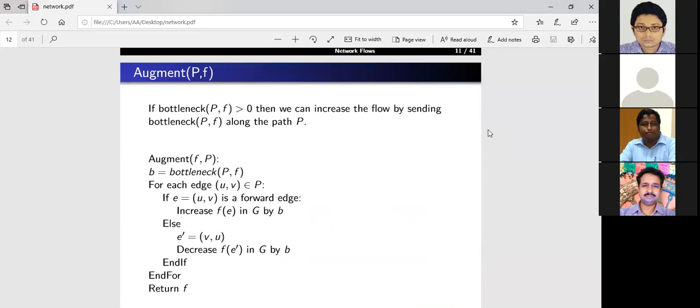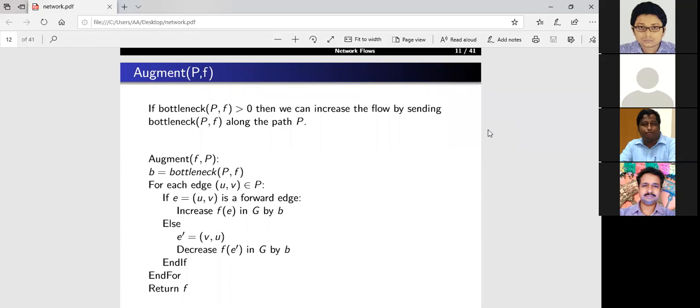So this is the algorithm. If the bottleneck is greater than 0, then we can increase the flow by sending the value equal to the bottleneck along the path. All we have to do is, for each edge, if the edge is a forward edge, then increase the value of the flow by B, the bottleneck value, or if it is a backward edge, then decrease the value of the flow by B. And it can be shown that it's still a valid flow.